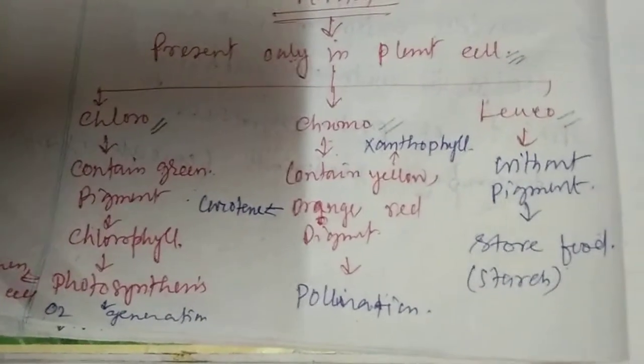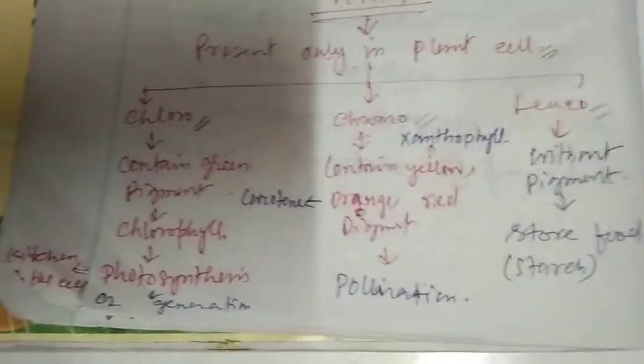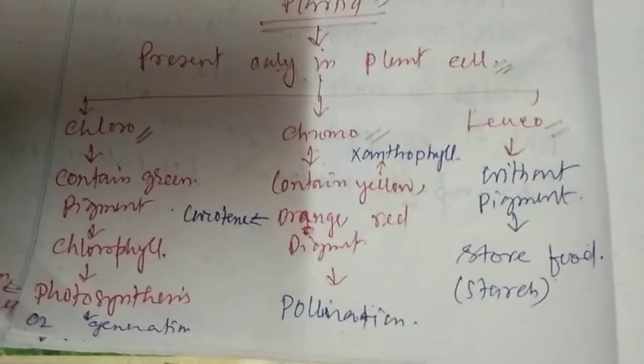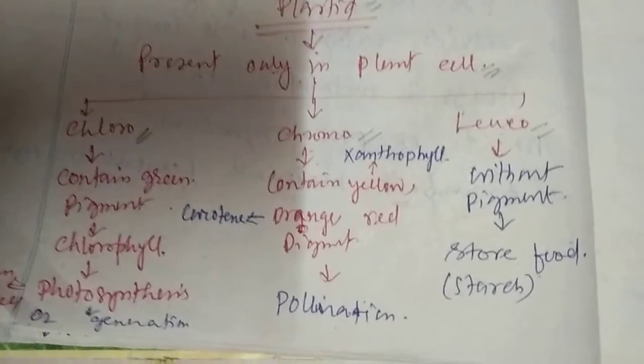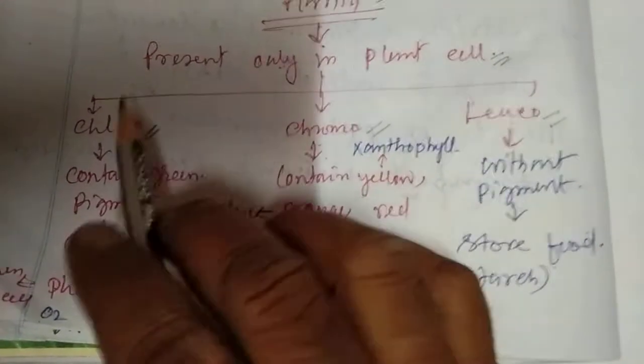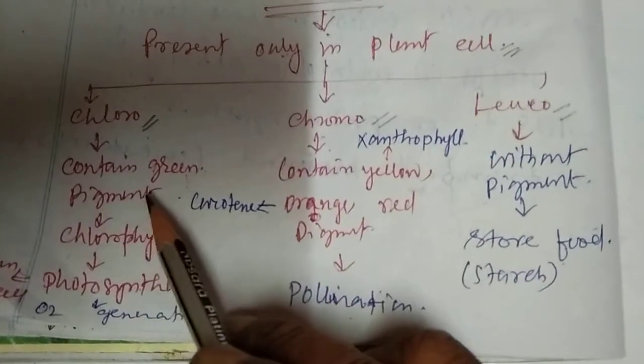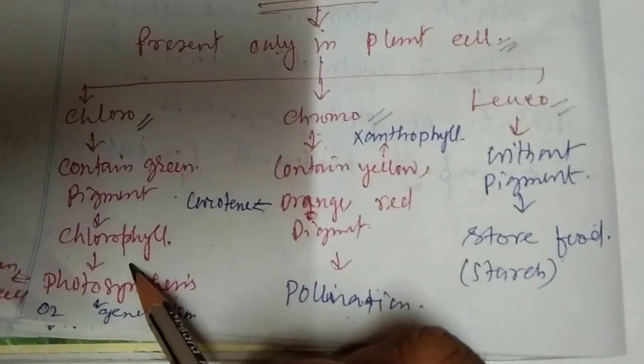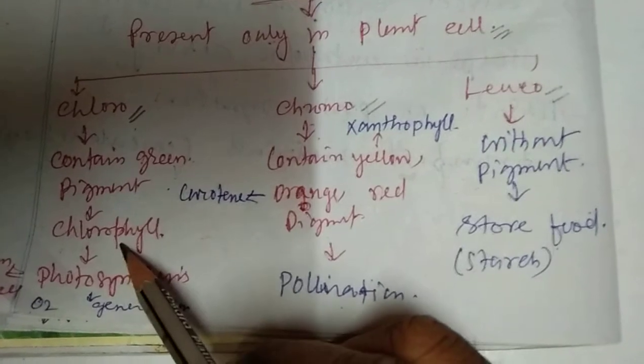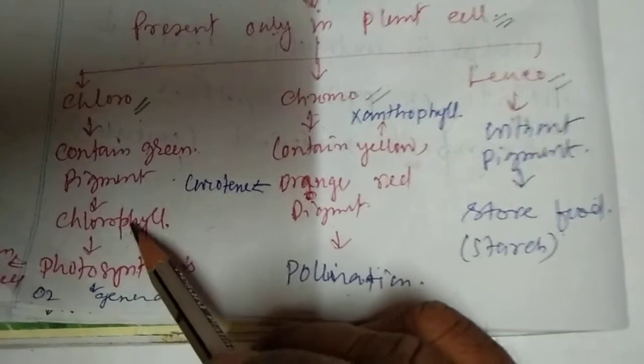So three types of plastid are present in the plant cell. Chloroplastid are green in color due to the presence of chlorophyll. So chloroplastid are green in color due to presence of chlorophyll.